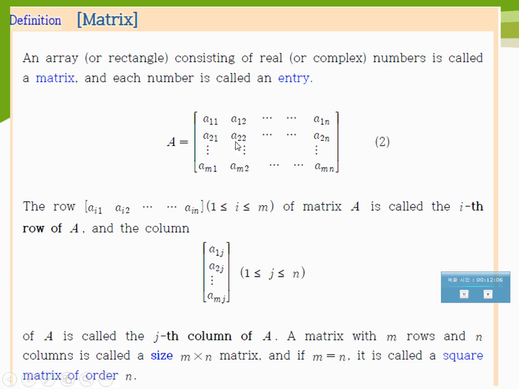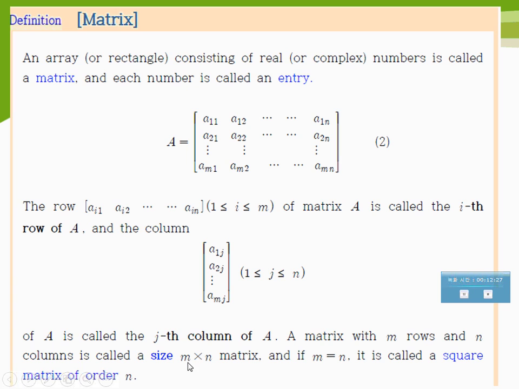And this row vector is called the ith row of the matrix A, and this jth column is called the jth column of the matrix A. Okay? The ith row of this is called the row of a matrix A, and the jth column here is called the jth column of the matrix A.